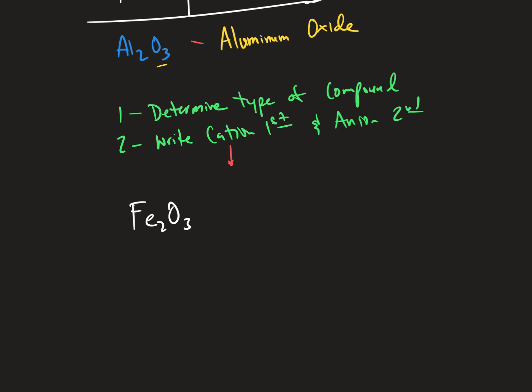Is it iron oxide? Is it iron 2 oxide? Or is it iron something oxide? It's a transition metal, so you're going to have the Roman numeral. Oh, it is a transition metal. So is the Roman numeral 2?